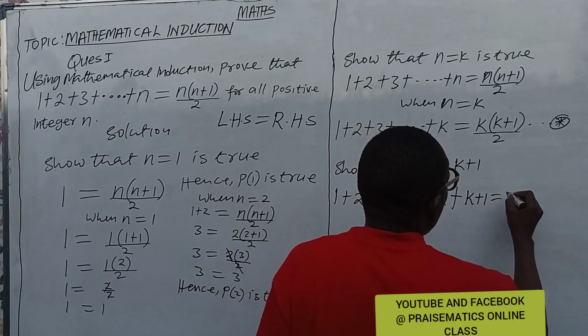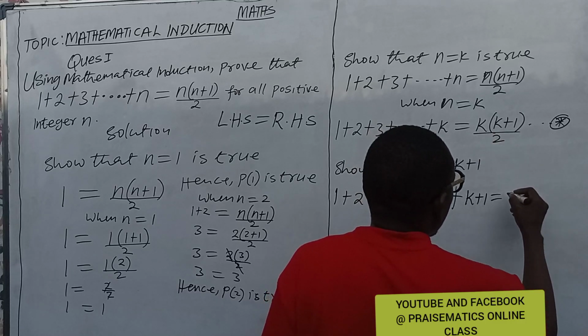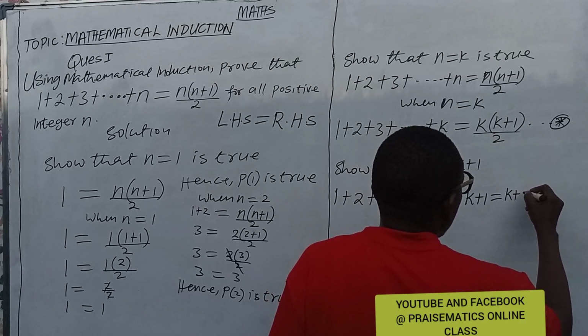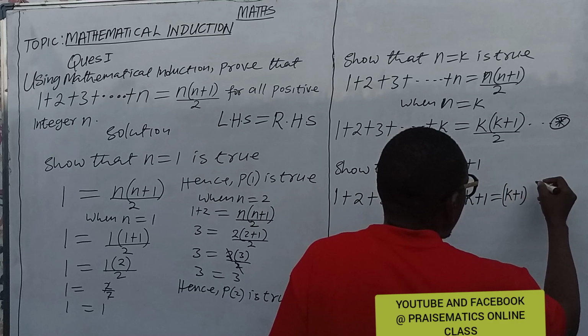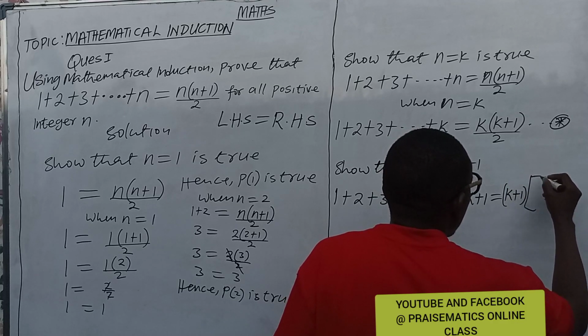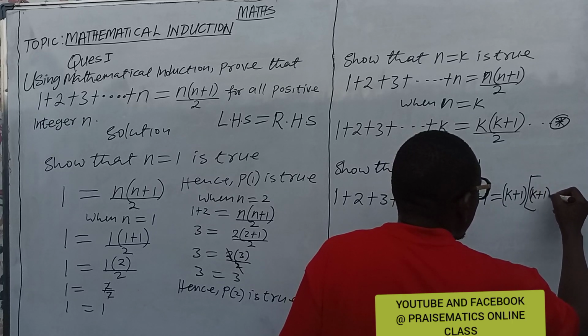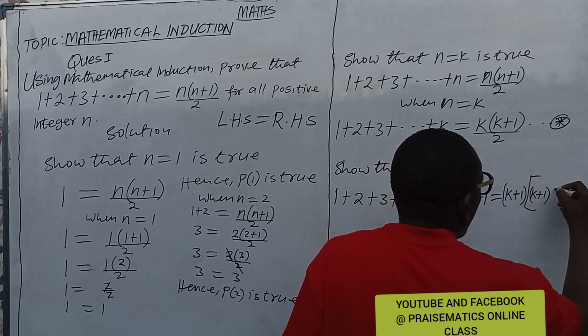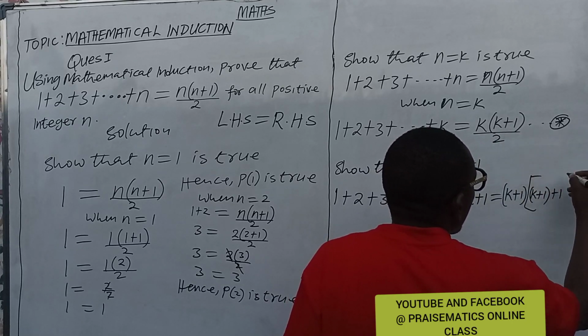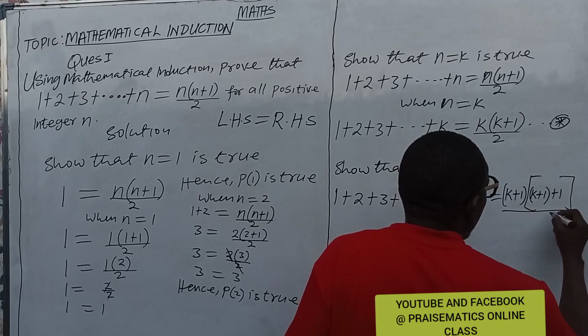Okay, is it equal to what? Anywhere you see k, call it k plus 1. So k plus 1, close it, into k plus 1, which is this k plus 1, close it, all over 2.